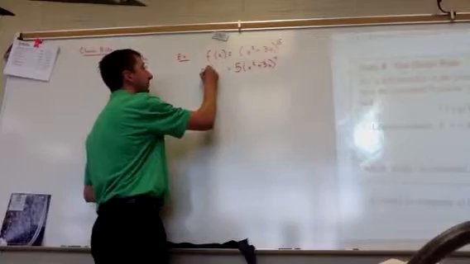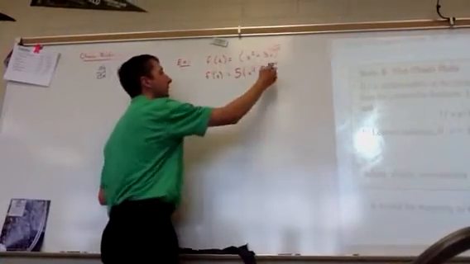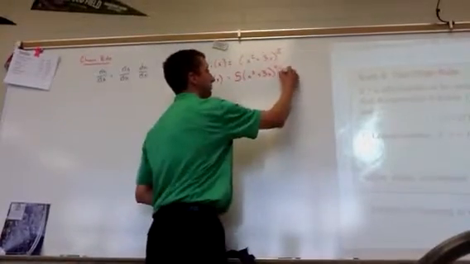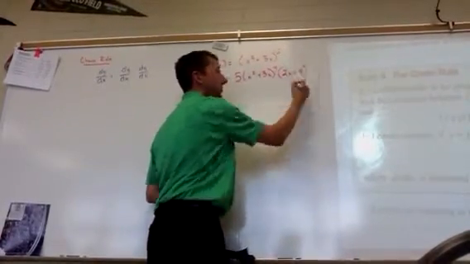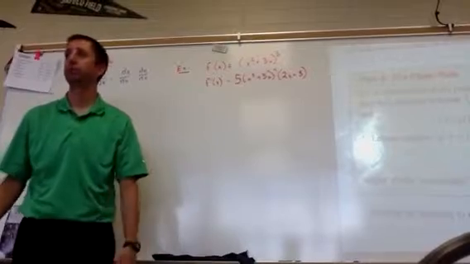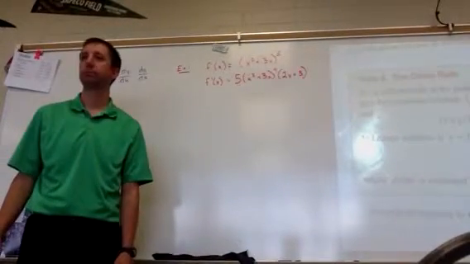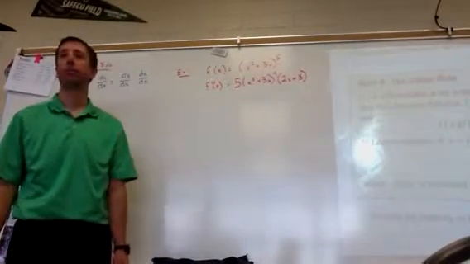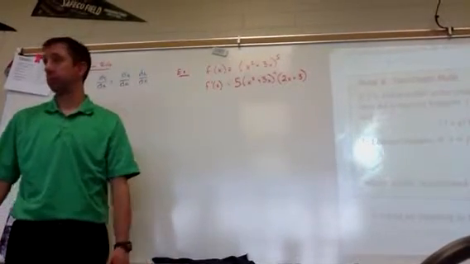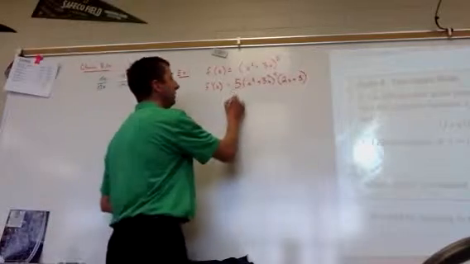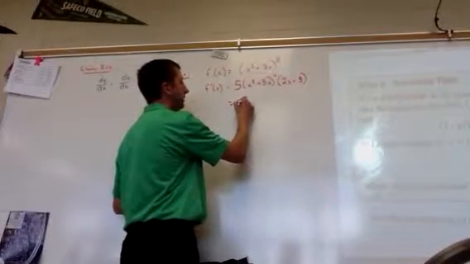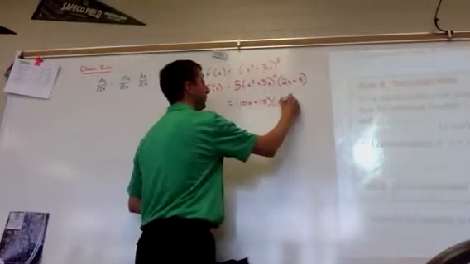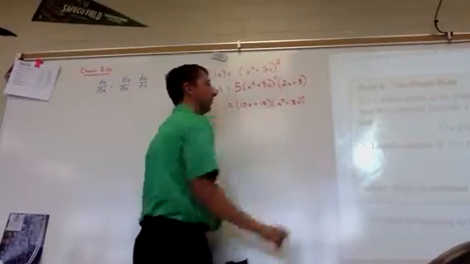What do I have to do? Multiply by the derivative of the inside. 2x plus 3. Now you're done, but you can clean it up a little bit. I would just leave it like this probably. I'd say 10x plus 15, and then just leave it as x squared plus 3x raised to the 4th power.